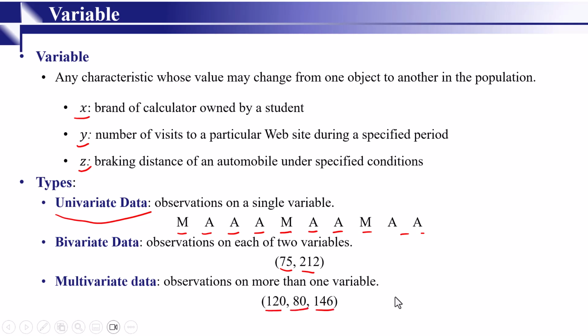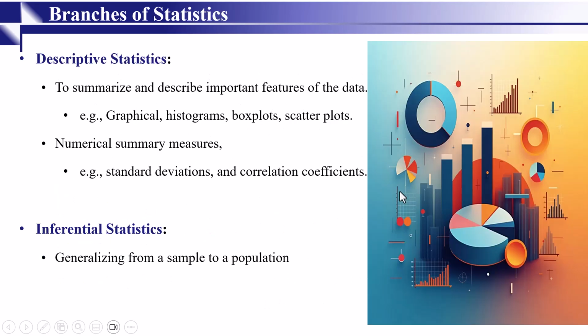This is called multivariate data. So statistics has two main branches, descriptive statistics and inferential statistics. An investigator who has collected data may wish simply to summarize and describe important features of the data. This entails using methods from descriptive statistics. It means we already have the data.